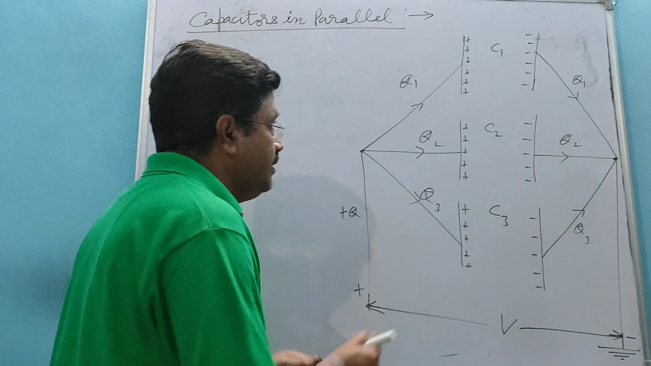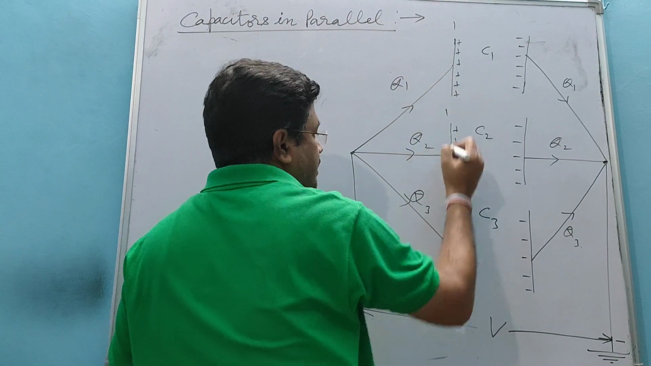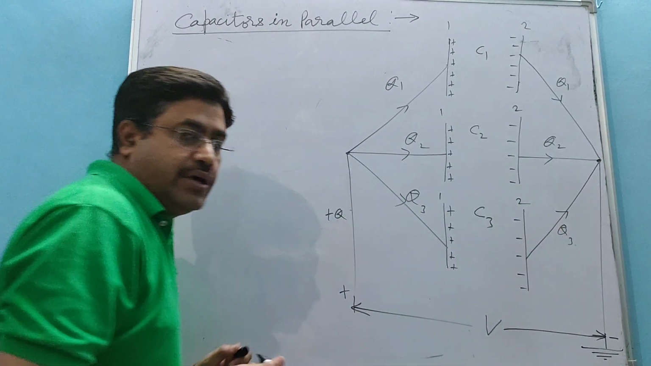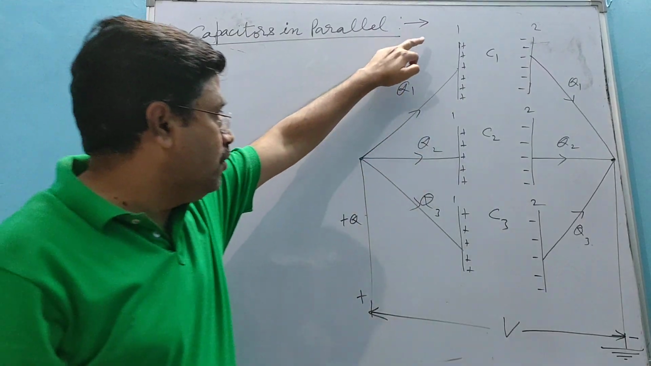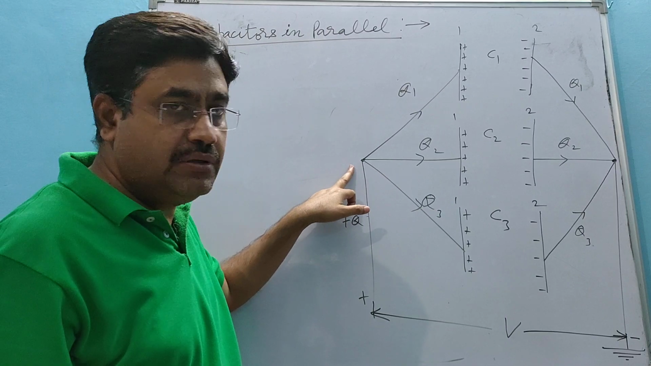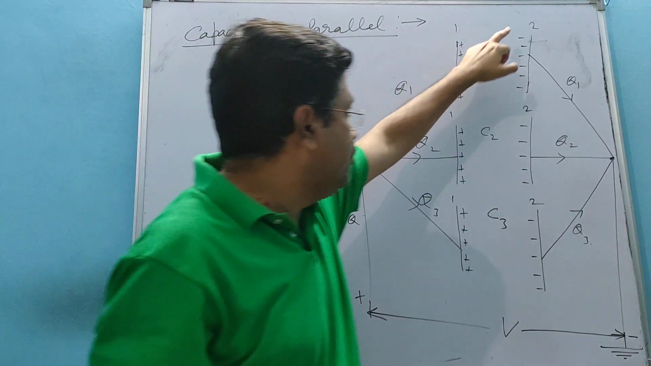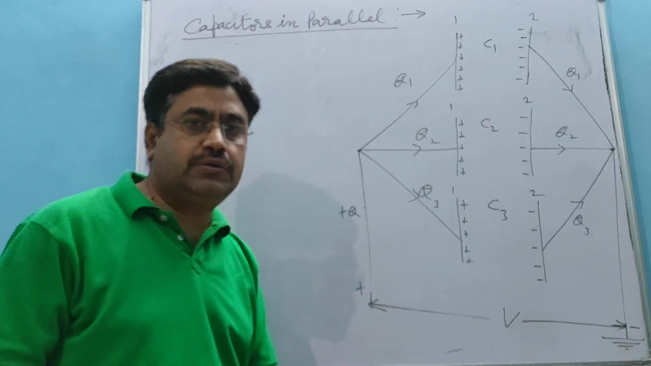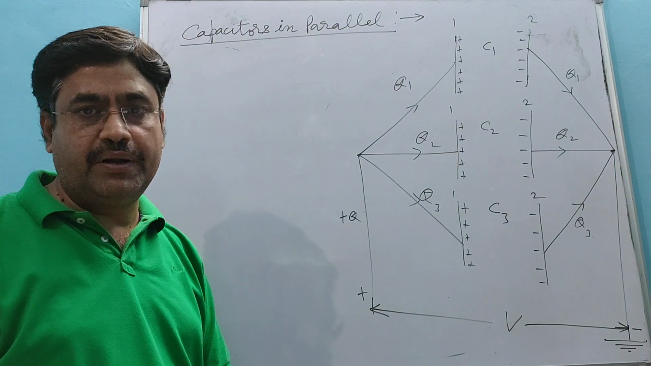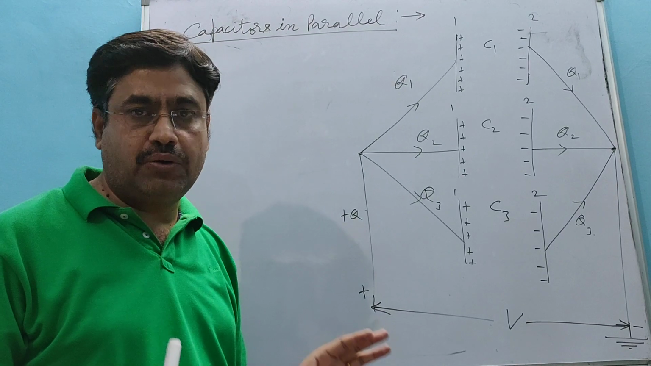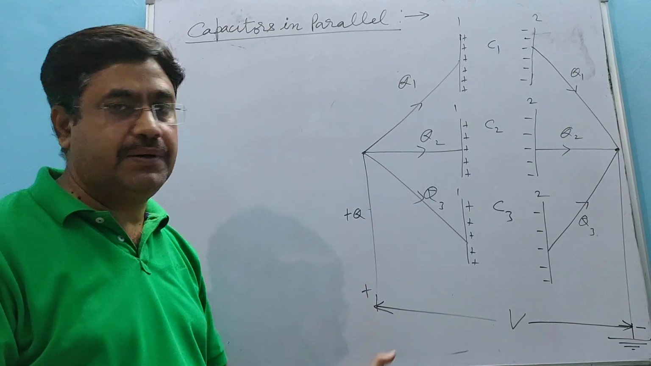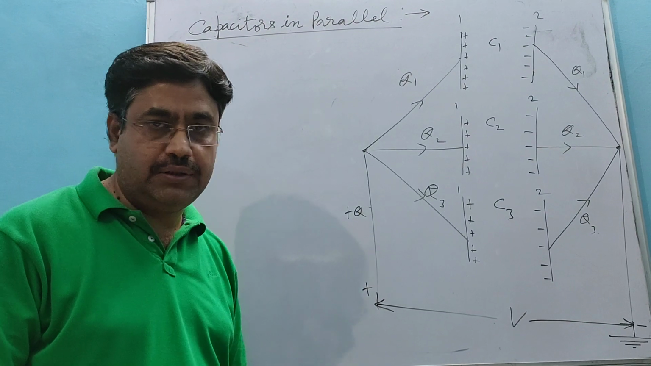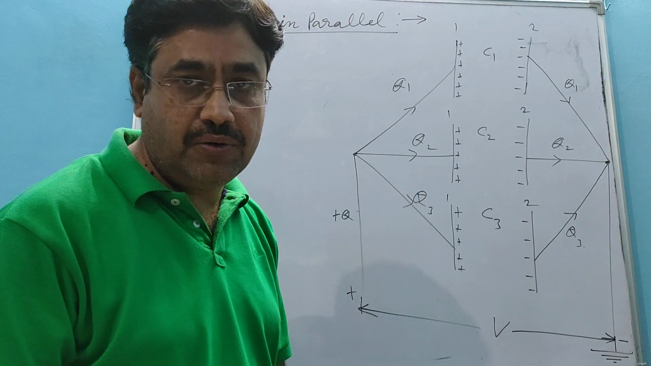For example, this is the first plate, first, second. So you see all first plates are connected to this point and all second plates are connected to this point. So that is also an example of parallel combination. But this definition is not authentic, but sometimes it helps us to find whether it is a parallel combination or not. Now I think all of you understand.